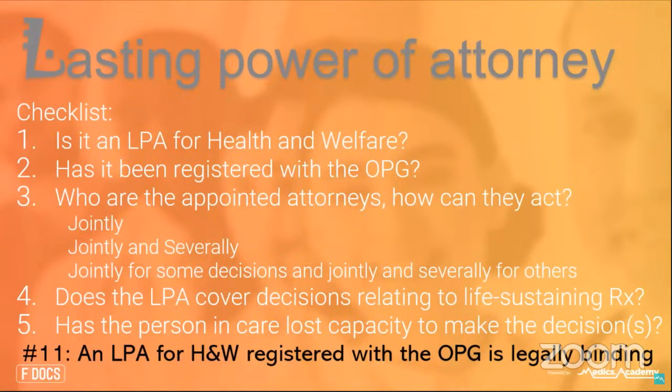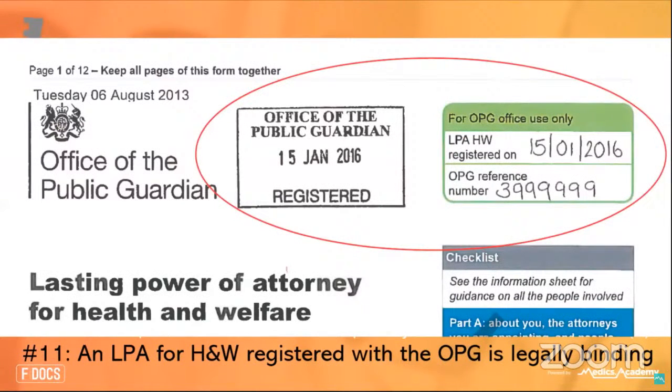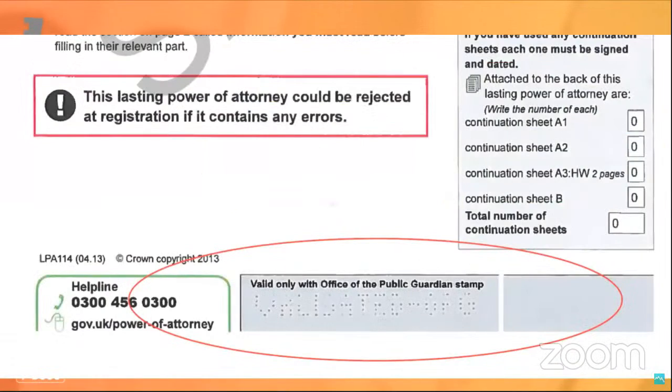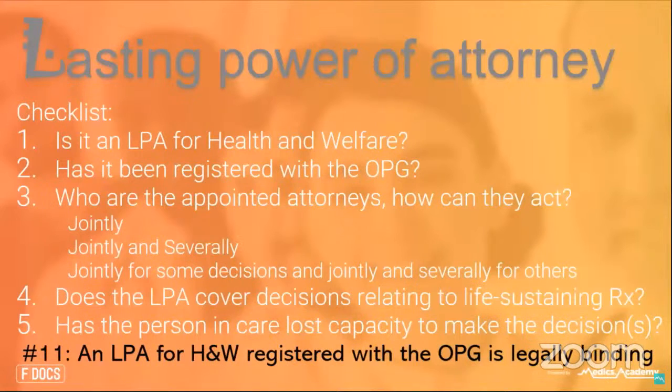Then the other two options are an advanced decision to refuse treatment, an ADRT, or an LPA, a lasting power of attorney for health and welfare. Both of these are legally binding, and it's the LPA that I'm going to concentrate on here. Lots of people will say, oh yes, I've got an LPA, or lots of relatives will say, just to let you know, I'm Mum's LPA, or I'm attorney for Mum's LPA.